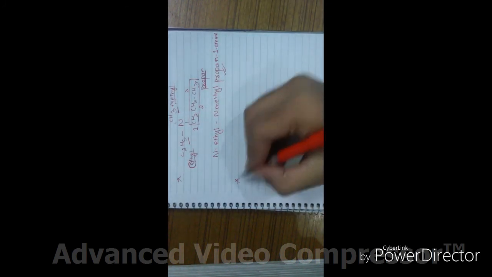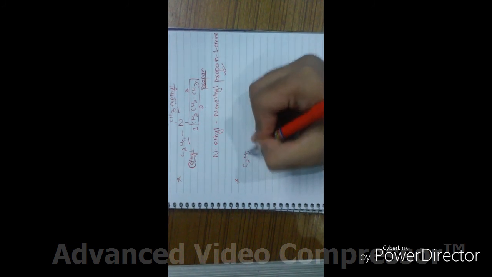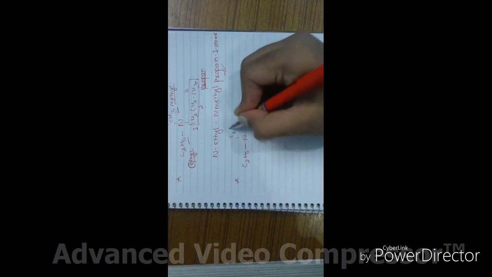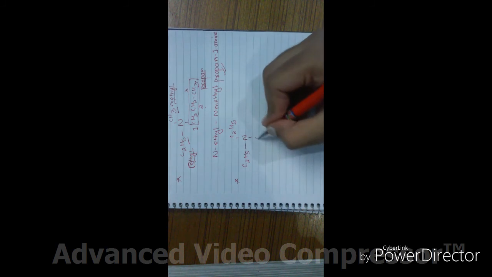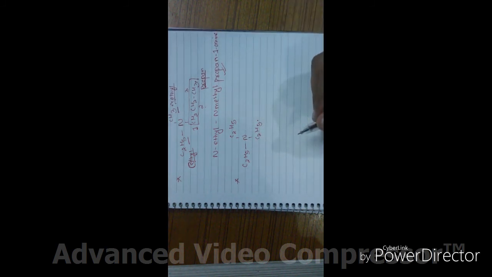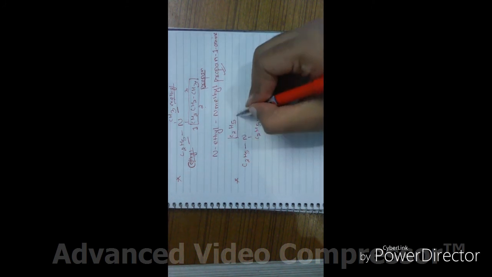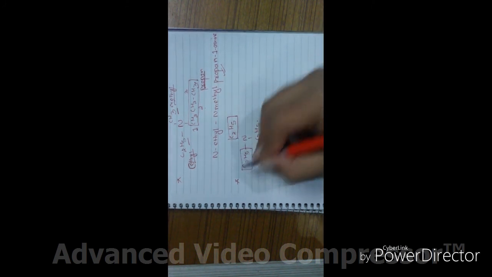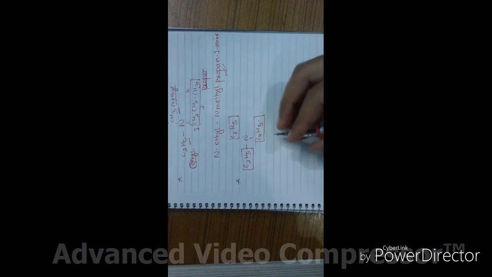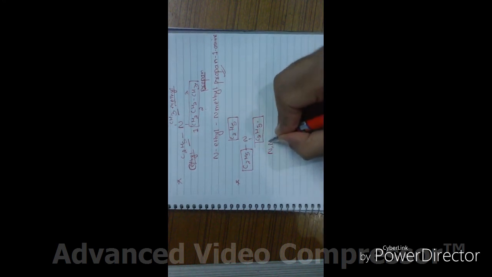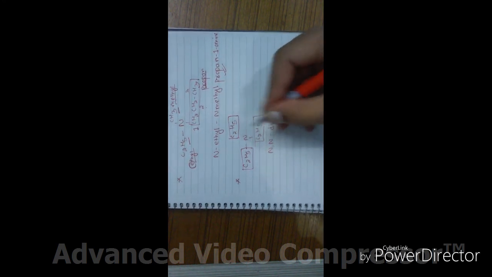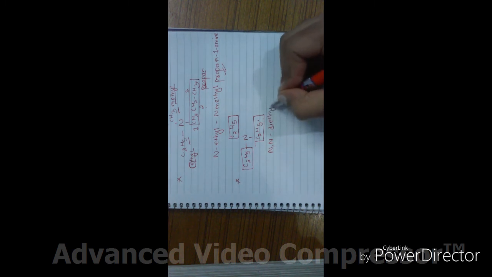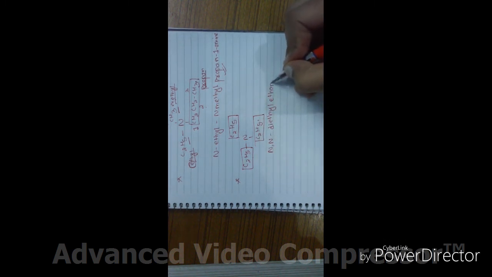So let's take another example. N with C2H5 and C2H5 and C2H5. So all groups are the same. So this is very easy. N, N-diethyl ethanamine.